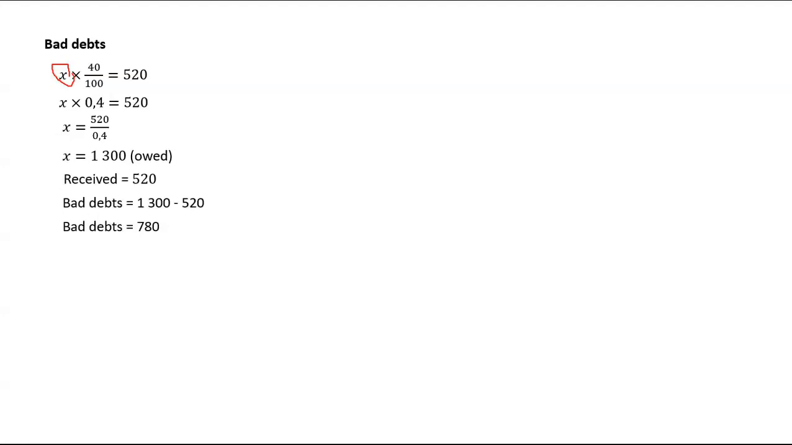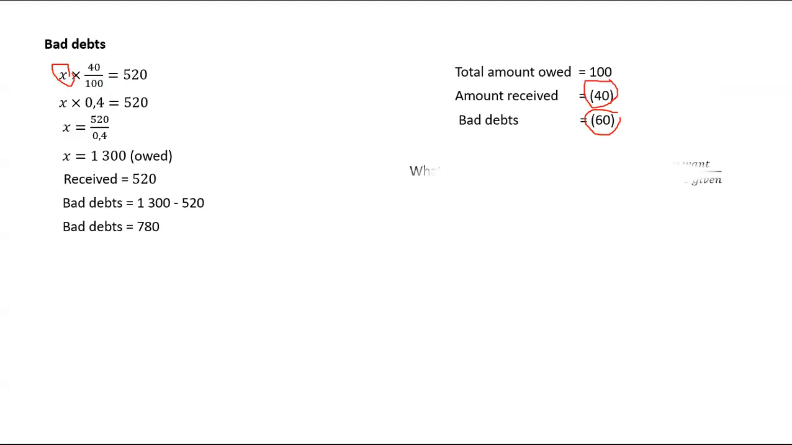Or you can do it this way. I normally say the amount owed is 100%. Amount received is 40 cents. Amount still owing, or that must be written off, is the difference between the two, which is 60%. And then you multiply by what you want. So I'm going to multiply by the 60, but I was given the amount received. I will multiply by 60 and divide by 40. So you take the amount that you're given, which is 520, which is the 40. So this will go with that, okay?